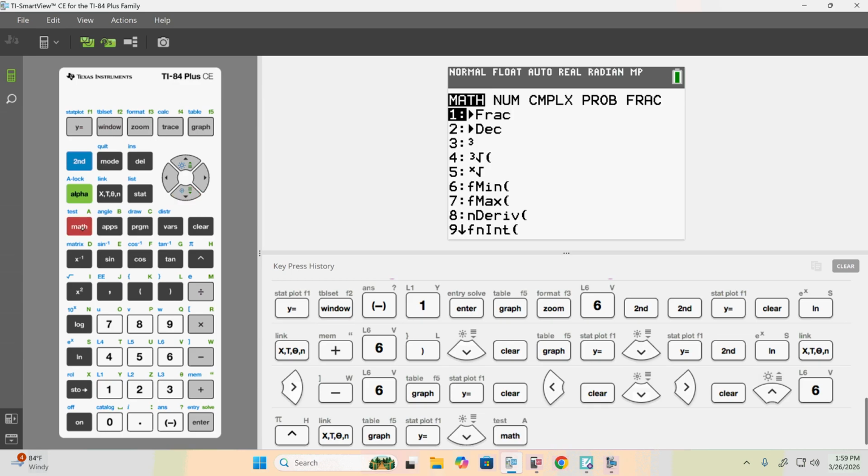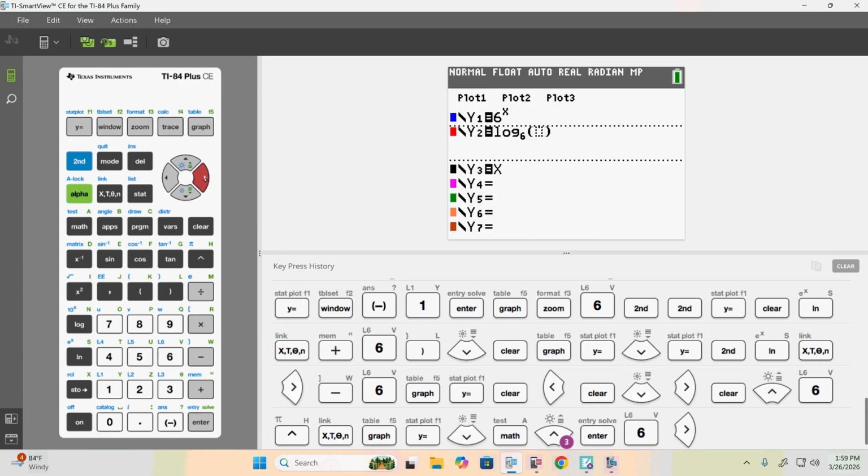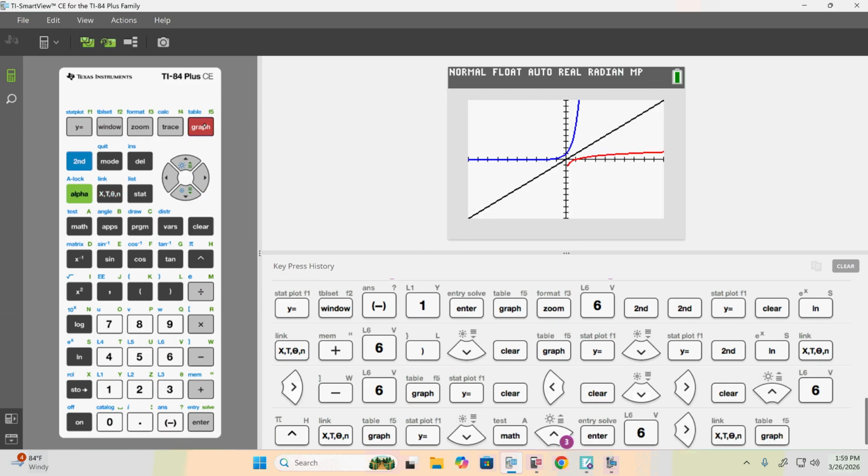Now we found log base 6 of x to be the inverse. And if we tell it to graph it, we do see that it's a mirror image across this line. They're reflected across this line, which means they are inverse functions.